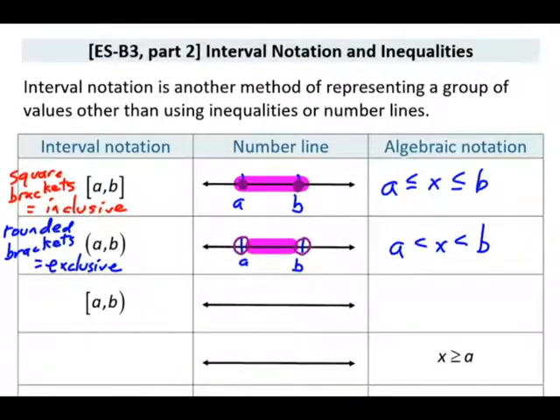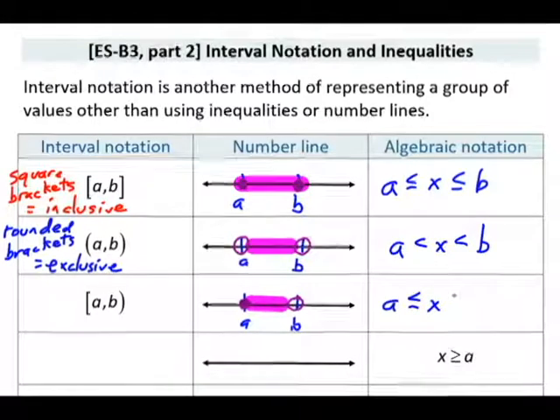If we want to include a but exclude b, we can use a combination of square and rounded brackets. Predictably, this is how it looks algebraically. A is less than or equal to x, which is less than b.